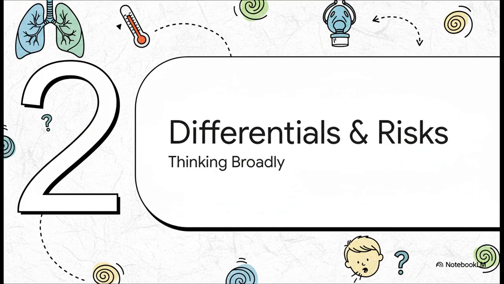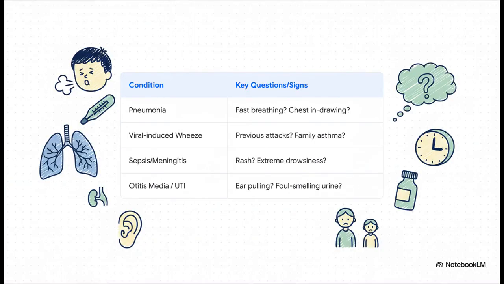Okay, let's move on to thinking about differentials and risk factors. This is where you really get to show the examiner your clinical brain at work. It's not just about spotting bronchiolitis, it's about asking, what else could this be? And is there anything here that makes this particular child more vulnerable? And the key here is to be efficient. You don't have time to do a deep dive into every single possibility. But with just a couple of sharp, targeted questions, you can quickly screen for the really serious stuff.